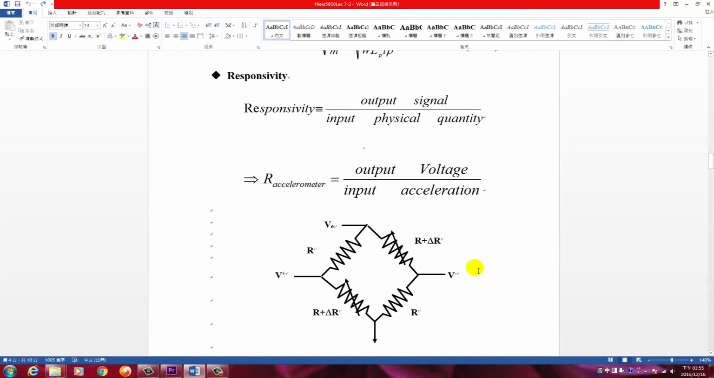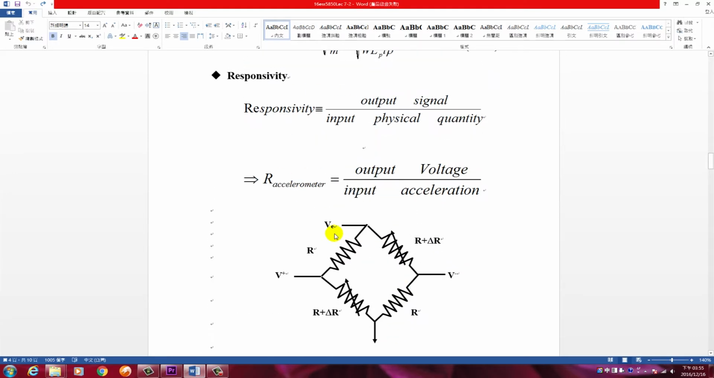Okay. So in order to get the output signal as a voltage, we need to put our resistors into a Wheatstone bridge, for example, like this. In the Wheatstone bridge, we have four resistors. The four resistors can have similar resistance, or they can have some kind of ratio. Here I demonstrate only the case with similar resistance. For example, the original resistance, all are R.